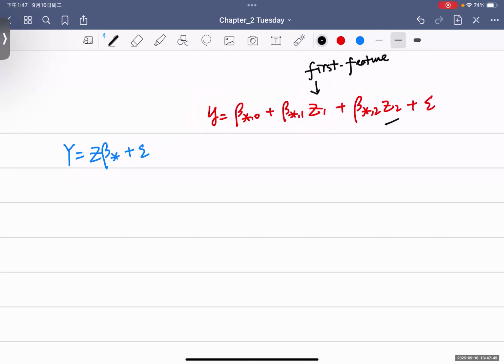We want to know whether the first feature has an influence on Y. This feature may stand for some new drug, for whether the patient takes a new drug, which would influence their health. So Z1 equal to 1 may stand for the person taking the drug, and Z1 equal to 0 stands for the person not taking the drug. So in this scenario I describe, beta star 1 stands for the influence of the drug. What is the influence of the drug?